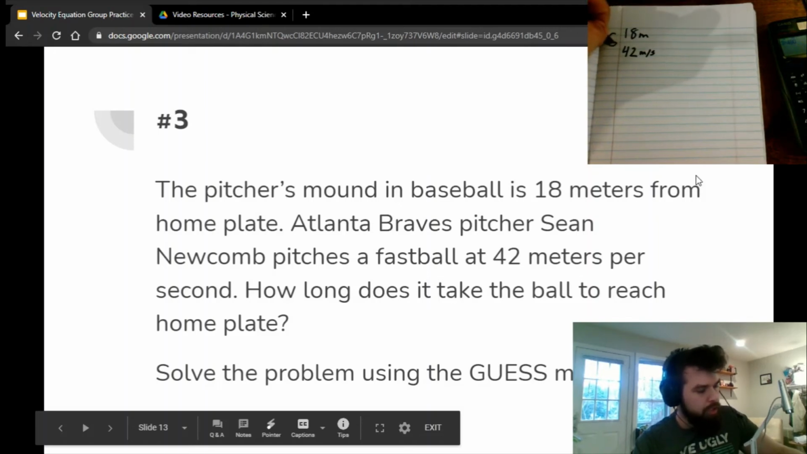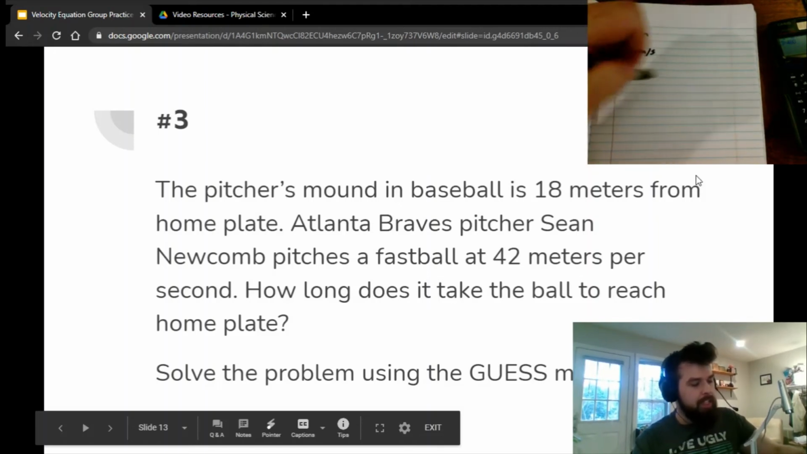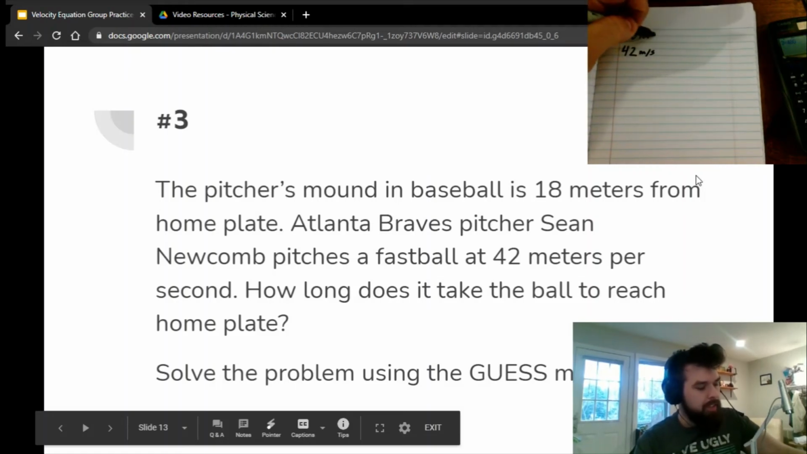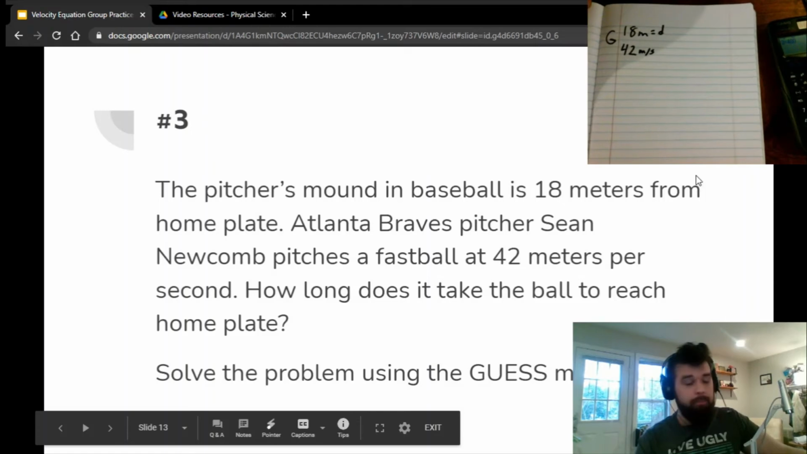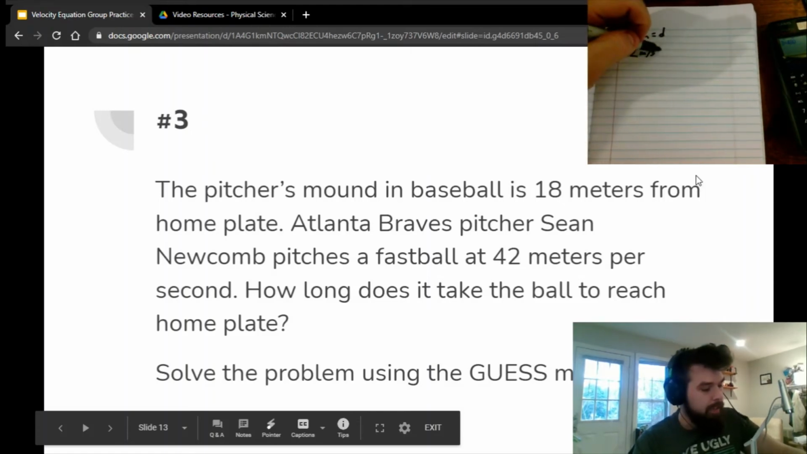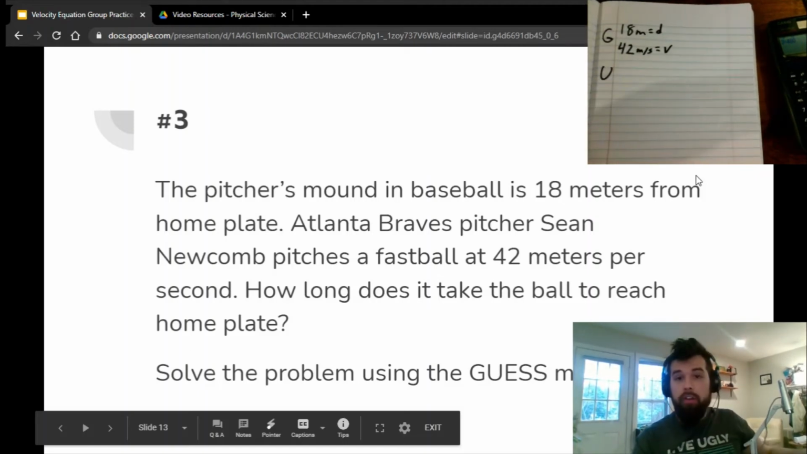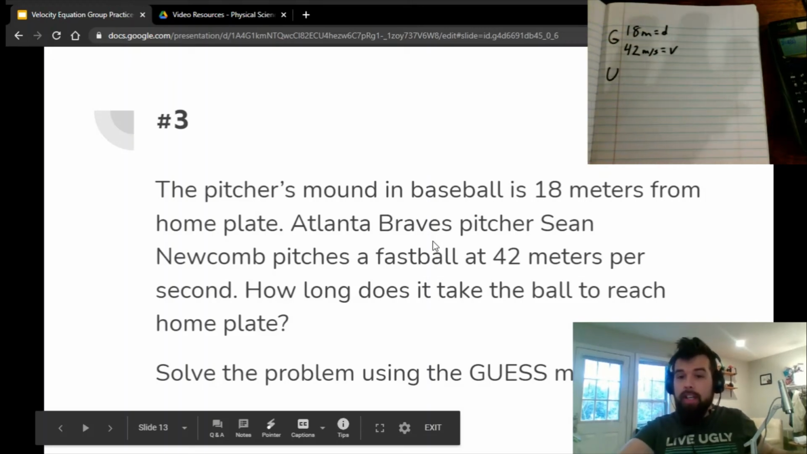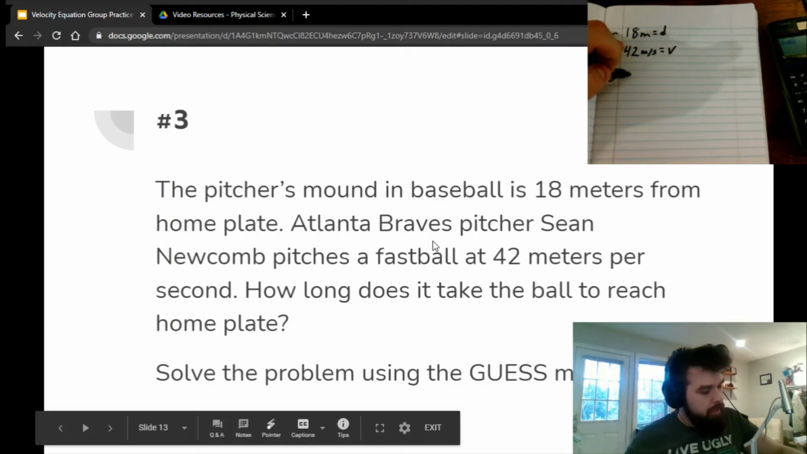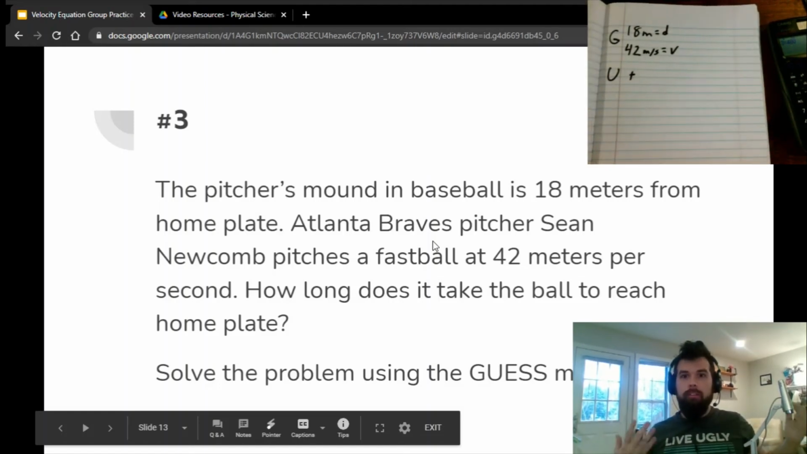Well, for my G, I've been given these two values right here. Since meters is a unit of distance, that one's going to be D. And because meters per second is a unit of velocity, that's going to be V. Which means I need to look for my unknown. It asks me how long it takes for the ball to reach home plate. That's asking me for time. I need to know how long I have to wait before it goes over the plate. So, T is my unknown value.